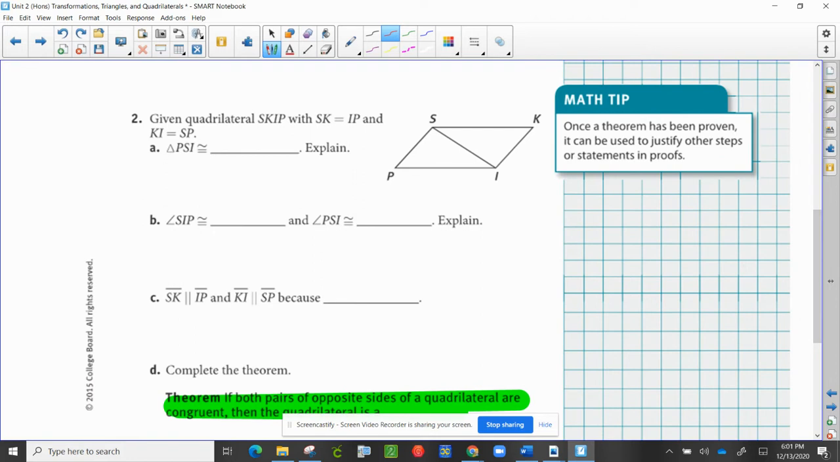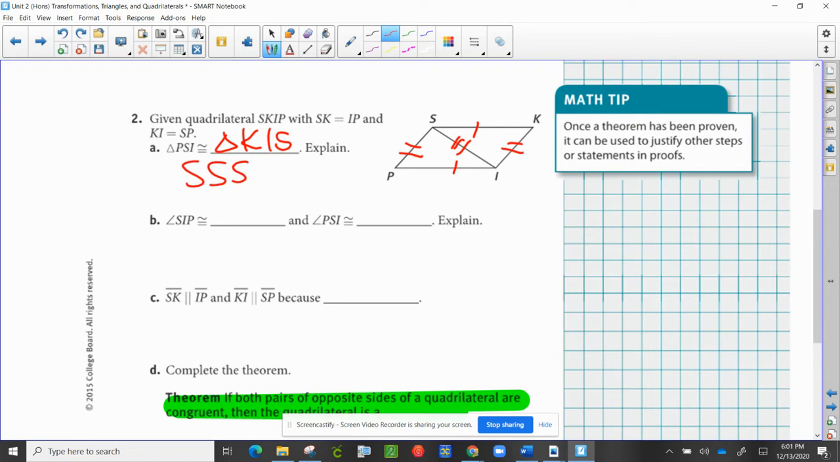All right, let's look at quadrilateral SKIP. It says that SK is congruent to IP, they're equal. And we also know that KI is equal to SP. Now, what else do we know is congruent in this picture? What else can we assume? Well, we can assume our reflexive property here, so SI is congruent to itself. So we can say that triangle PSI is congruent to triangle KIS, because if we look at our markings here, we have side, side, side.